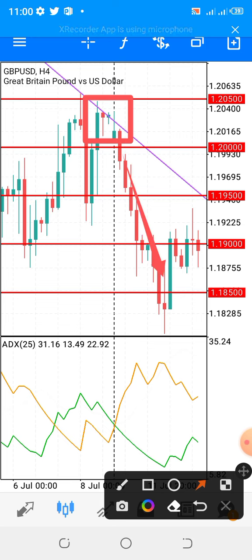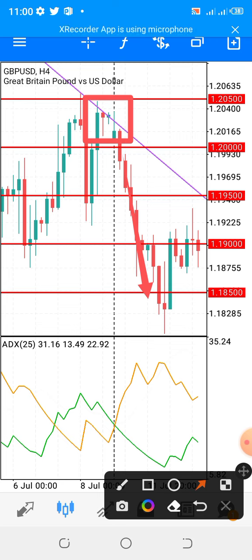So when the profit was running, that's where I showed my running trade. Do you understand? I took my trade here and it was running smoothly.